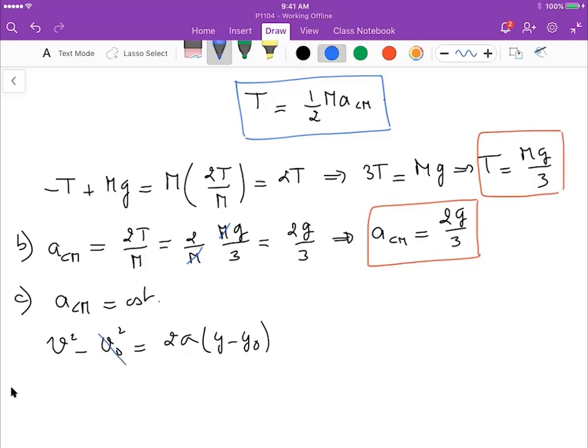V0 is equal to 0 because it was initially at rest. We know what V final is. It's the one that we are looking for. This V squared is the V that we are looking for.